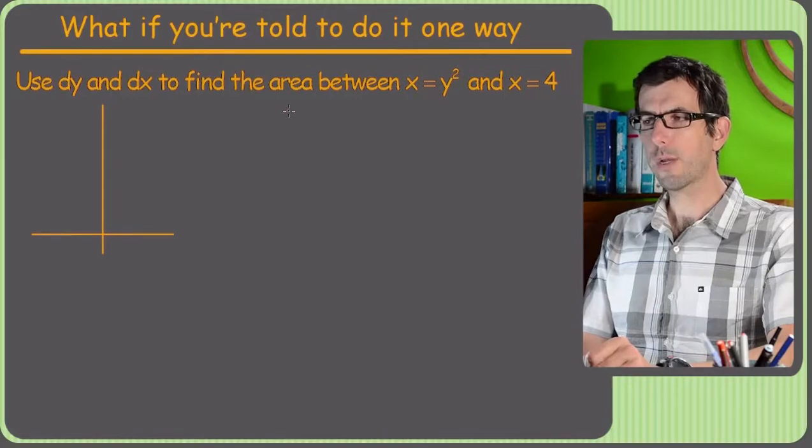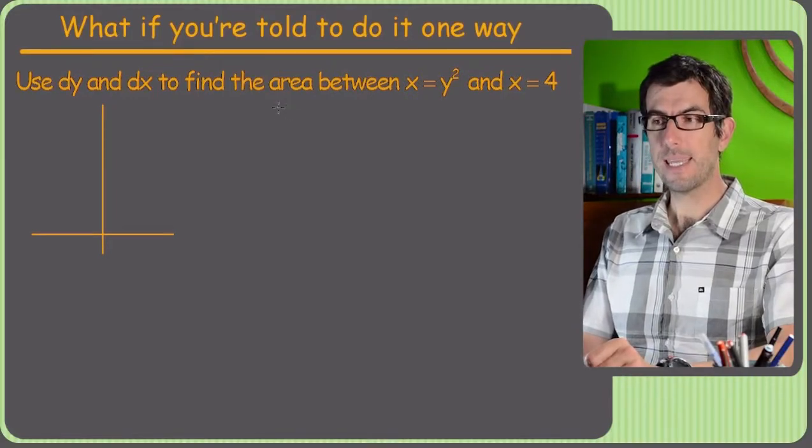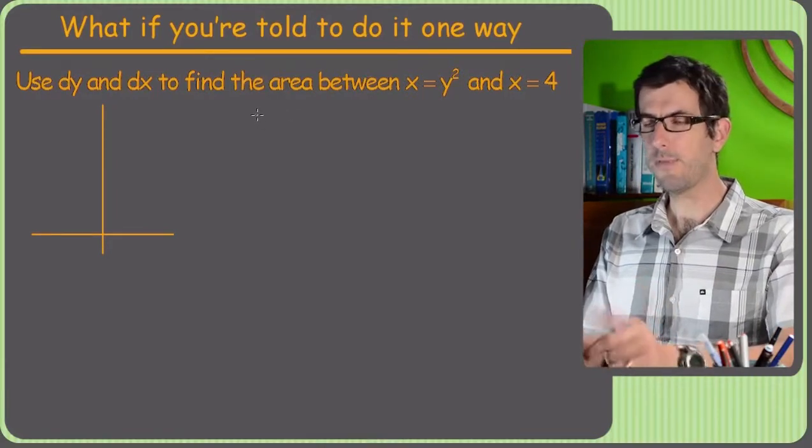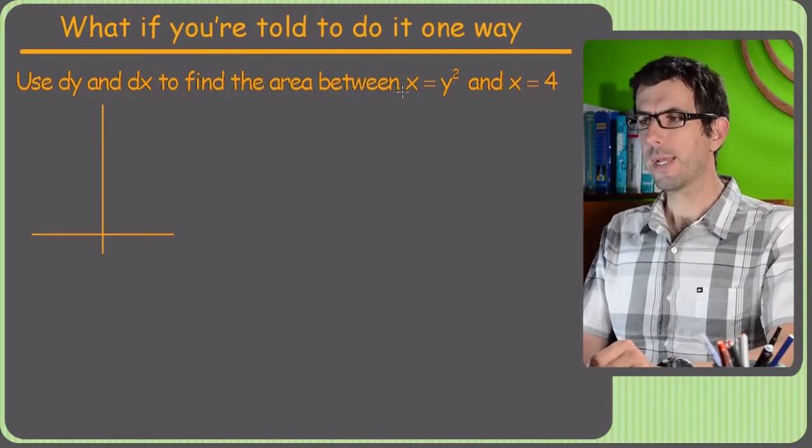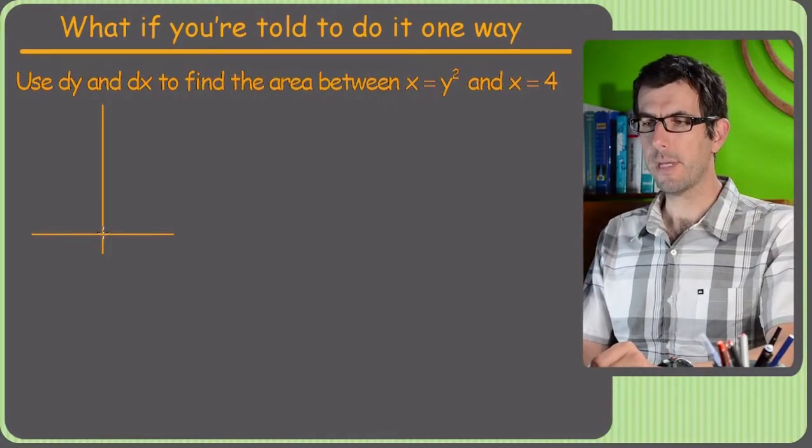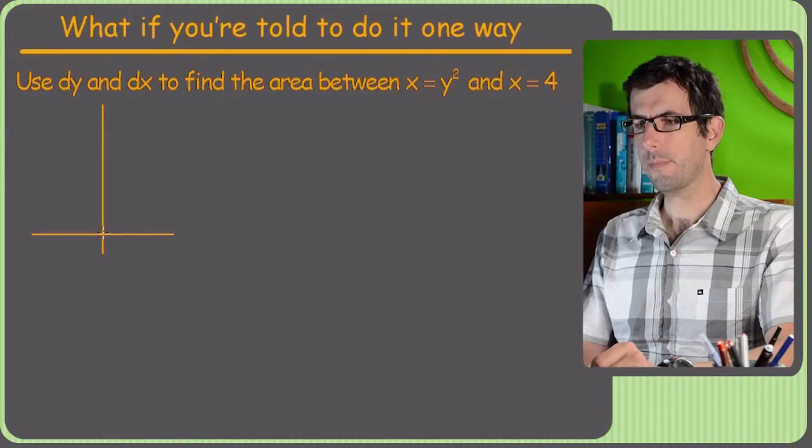All right, on this one, we're going to use dx and dy to get the area of the region. I did this a bunch of times in the last video too. So we've got x equals y squared, our favorite sideways parabola, and x equals 4.